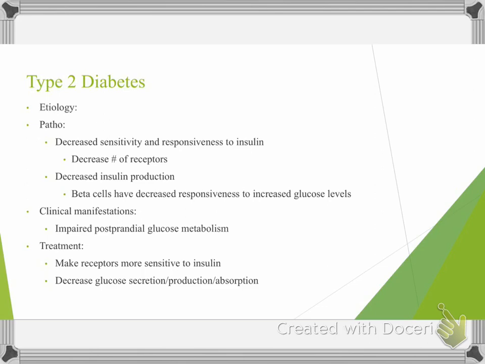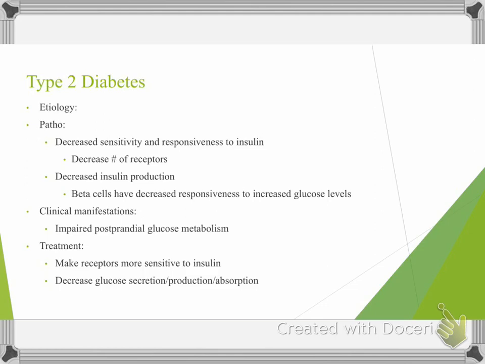So your clinical manifestations, they have impaired postprandial glucose metabolism, which means after meals. So generally there's a spike in glucose after you eat, after meals, and the body is not responding properly to it. So the liver should be taking up that extra glucose and storing it, but it doesn't do that well. And then insulin doesn't open up the receptors. So all of that results in hyperglycemia. So you have a lot of glucose that's hanging out in the body.